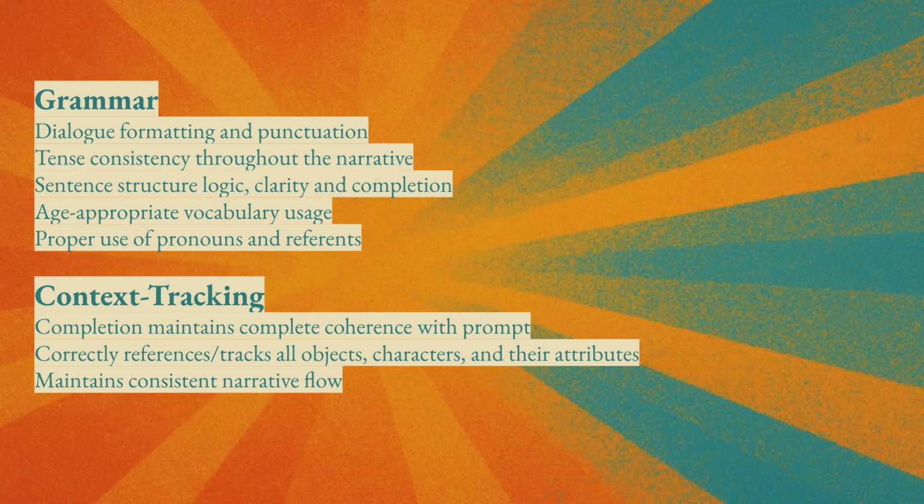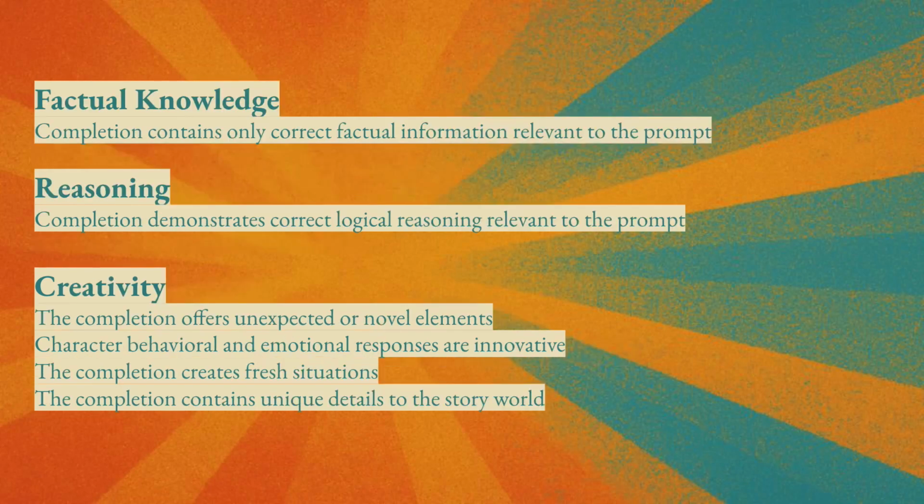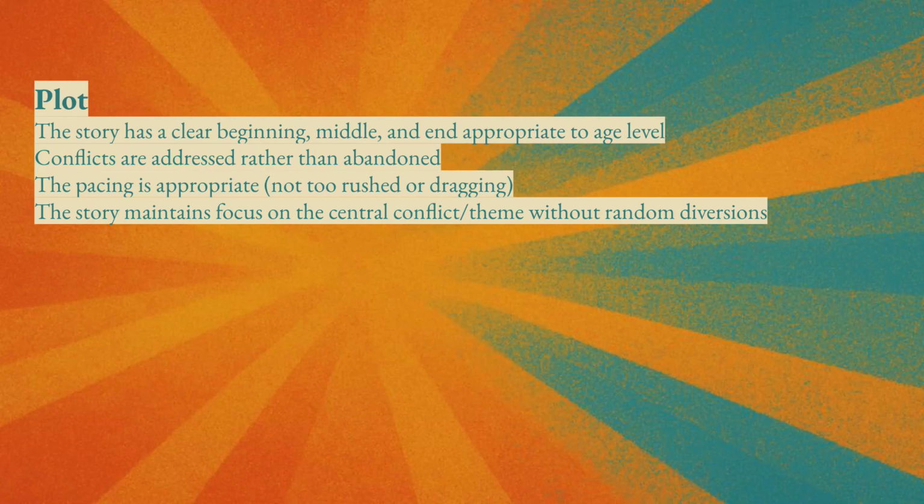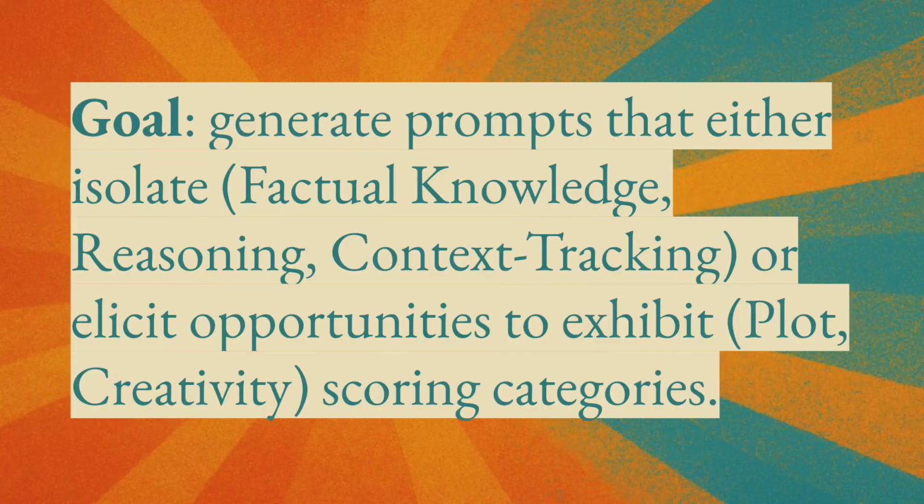For context tracking, I have 3 criteria. Factual knowledge and reasoning have 1 criterion each. And then creativity has 4 criteria. So in total, I have 18 criteria that I'm evaluating, and plot has 4.